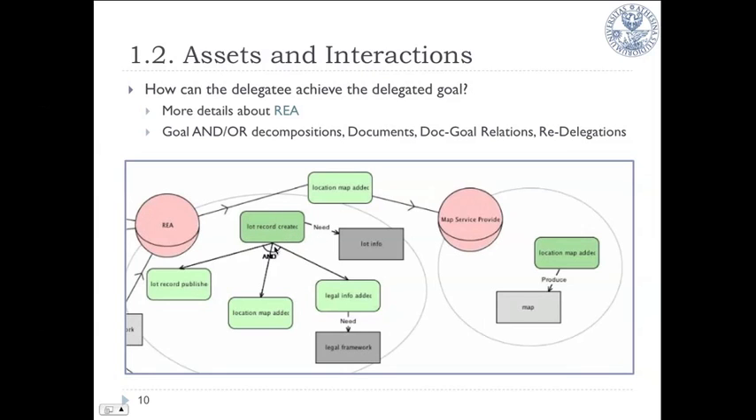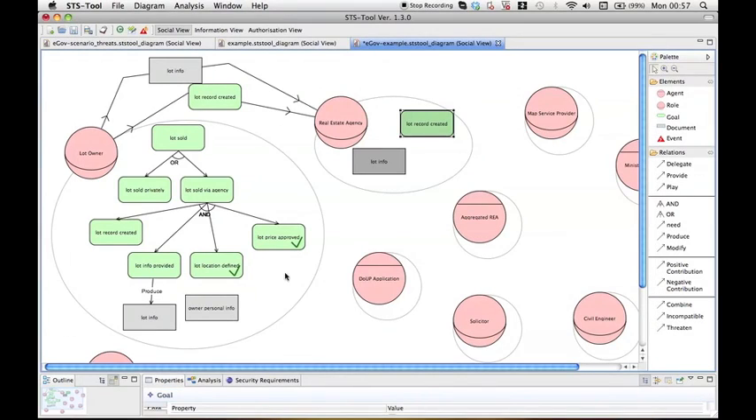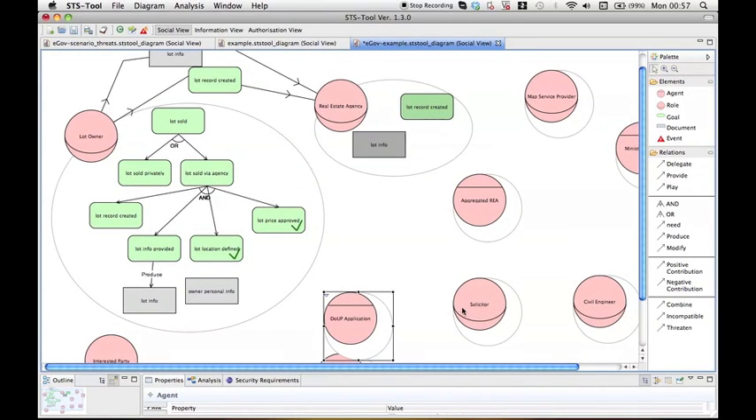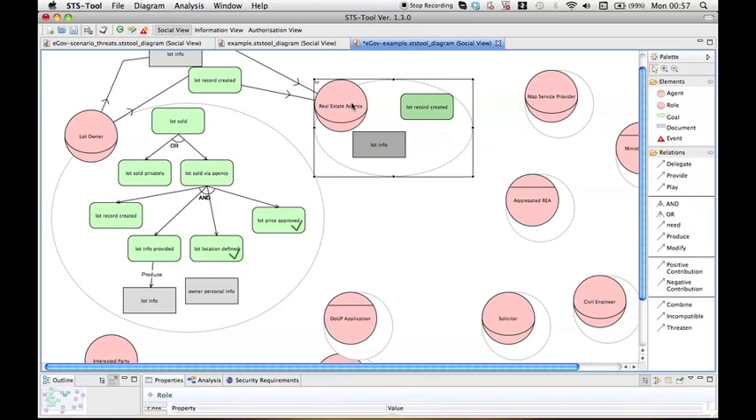It needs to add the location map. Also, creating the lot record requires publishing the lot record and adding the legal information that needs the legal framework provided by the Ministry of Law, and the location map to be added is provided by some map service provider. So now we're gonna go and build the model for the real estate agency.